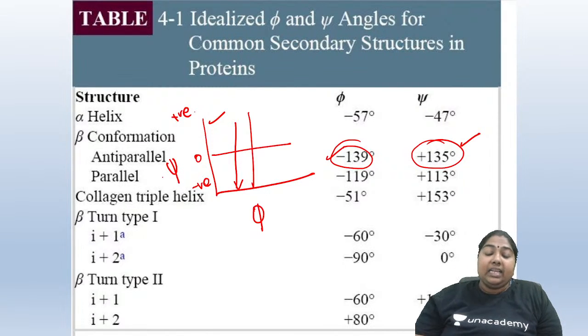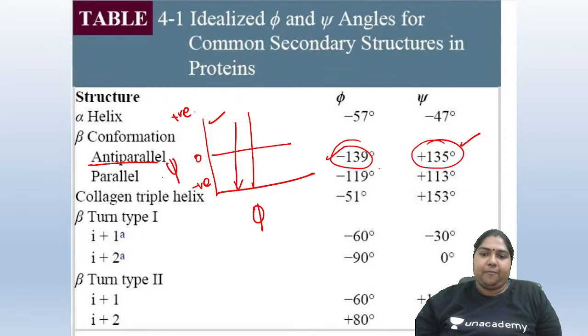And one more thing, if it is going to be anti-parallel, what does it mean? Both the angles are almost near. Did you note it? Yes. If it is anti-parallel, both the angles are near 139 and 135. If it is parallel, it is a little bit, not much, but still a little bit far away.